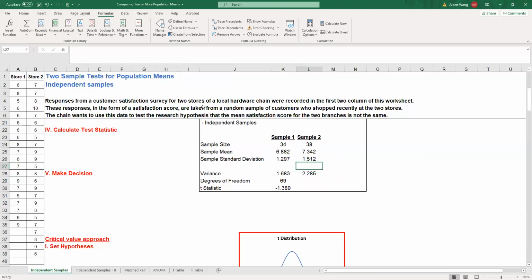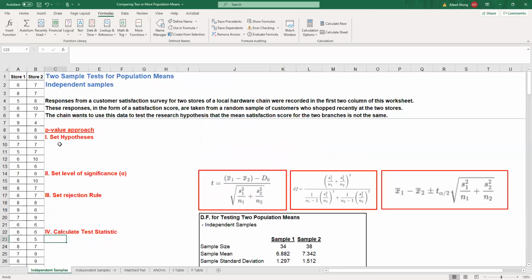Now, in order for us to test the hypothesis that the mean satisfaction score for the 2 branches is not the same, we need to go through the 5-step hypothesis process. The first step, of course, is to set the hypothesis. How do we set the hypothesis? Well, we define the parameter first. The parameter is mu1, which is the mean satisfaction score for branch number 1 or store 1, it doesn't matter.